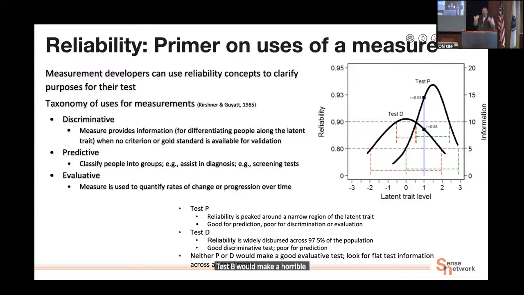So as we think about the measures that we develop, think not just about reliability as one number, but think about where you're providing measurement. Think about where you're providing precision of your measurement, and then think about how that reliability can be mapped onto what you can do with that measure.